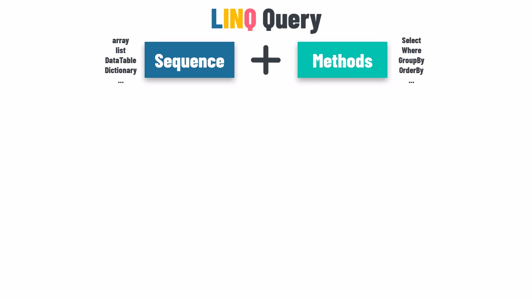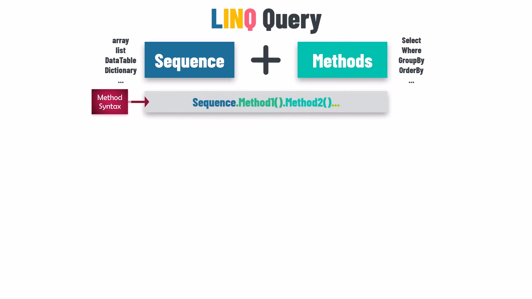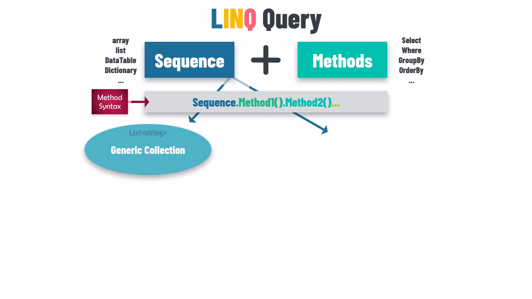To write a LINQ query using method syntax, for example, we first set the sequence. After that we use the methods we need after each other. However, we can't always use the methods directly after the sequence. It depends on the type of the sequence we have. The sequence could be one of two types. Either generic collection, such as a list of string, or non-generic collection, such as a data table.